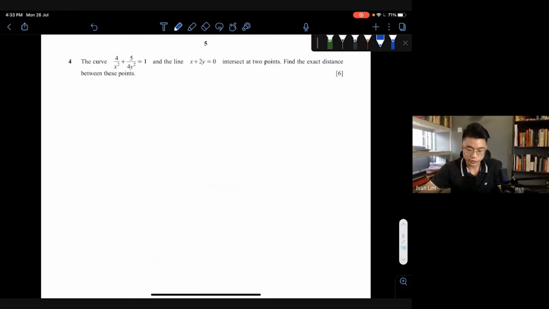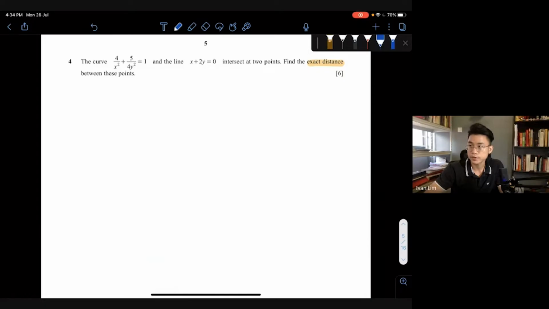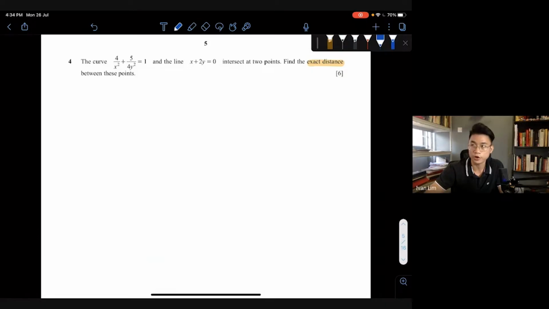Question 4. The curve 4 over x squared plus 5 over 4y squared equals 1 and the line x plus 2y equals 0 intersect at 2 points. Find the exact distance between these points. It's a 6 marks question, so what do we need to find first? x equals negative 2y first. Why do we sub in? To solve. So we need to find the point of intersection between the curve and the line first.